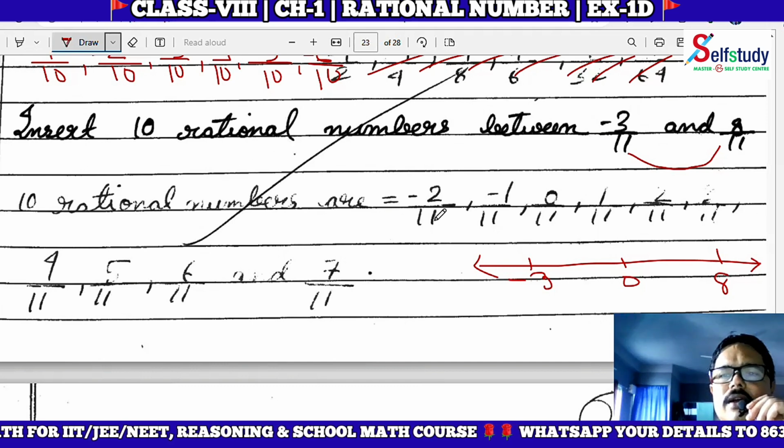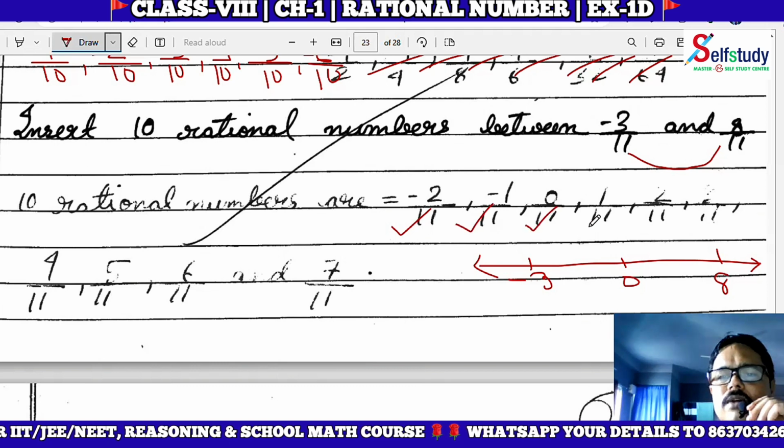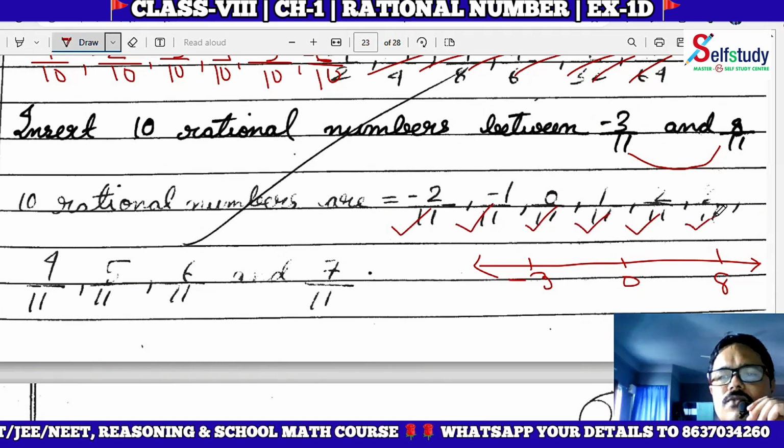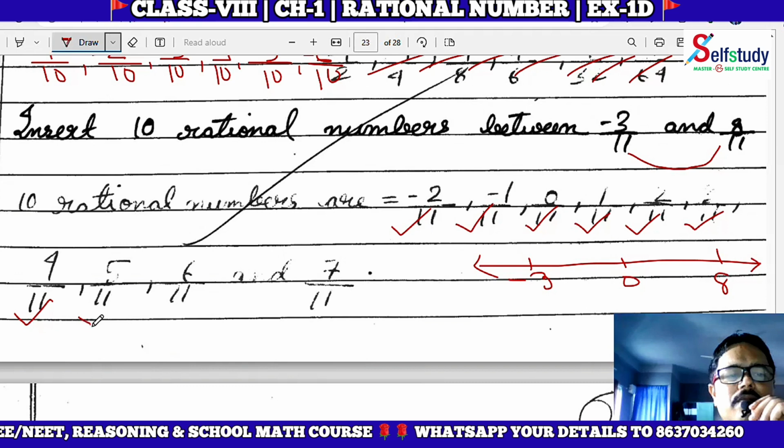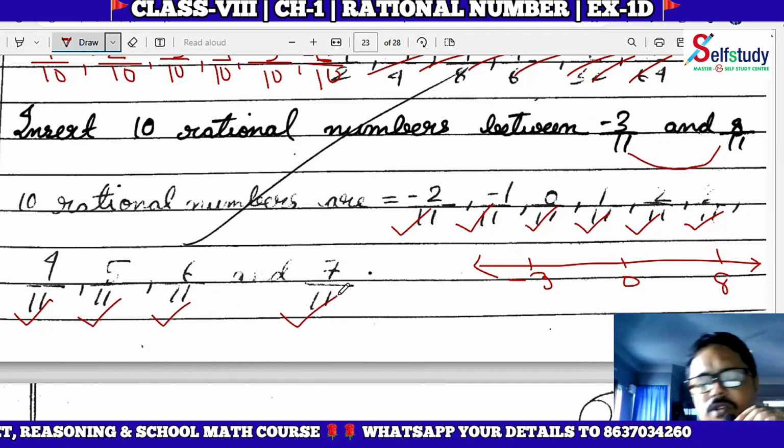So directly we can write the answer here: minus 2 by 11, minus 1 by 11, 0 by 11, 1 by 11, 2 by 11, 3 by 11, 4 upon 11, 5 upon 11, 6 upon 11 and 7 upon 11. So there is no problem.